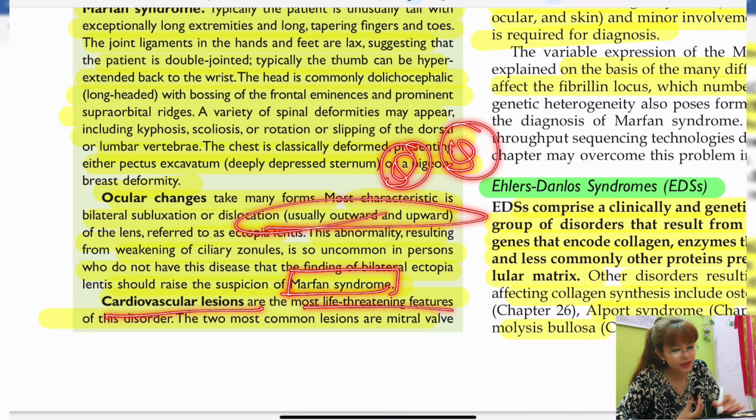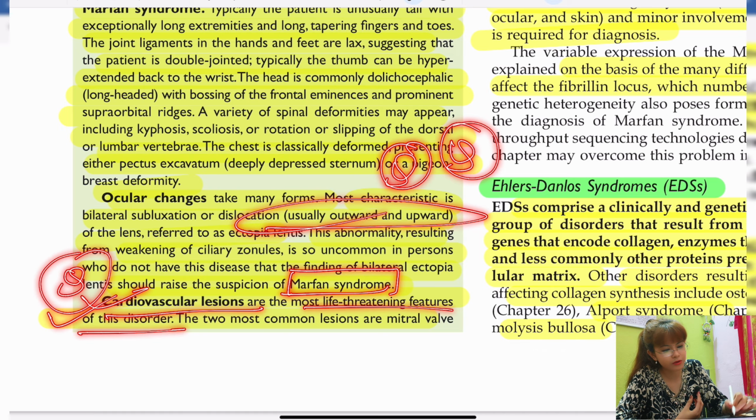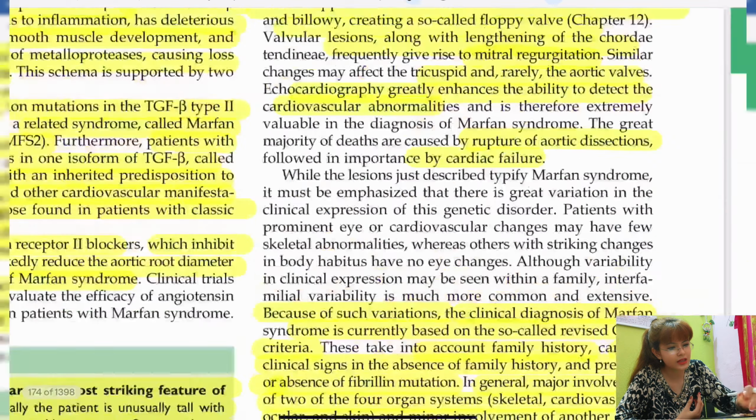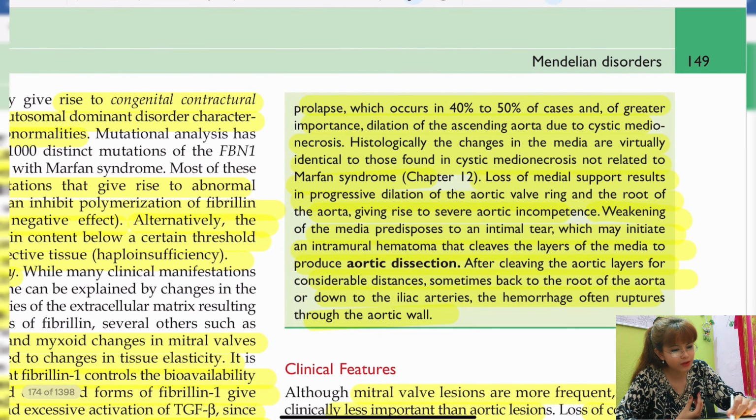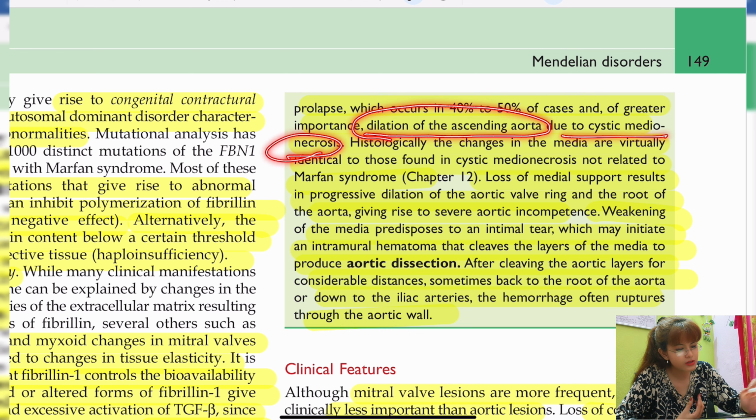Cardiovascular lesions are the most life-threatening features. Again, very important point. The two most common lesions are mitral valve prolapse, very important, which occurs in 50% of the patients, and also dilatation of the ascending aorta due to cystic medial necrosis.